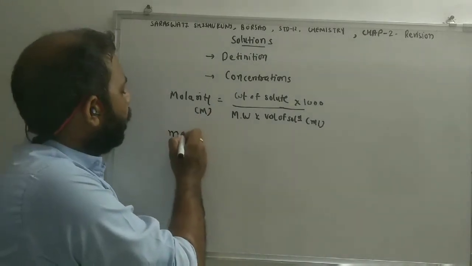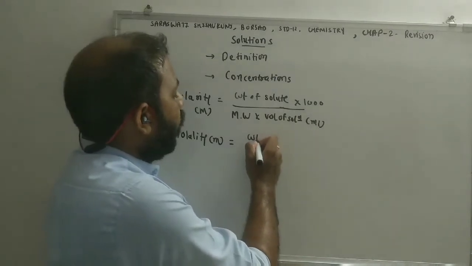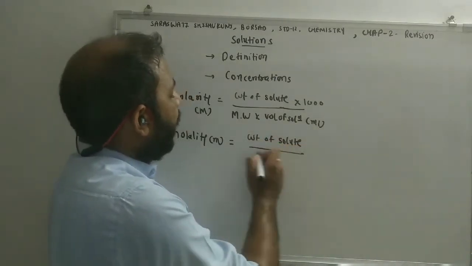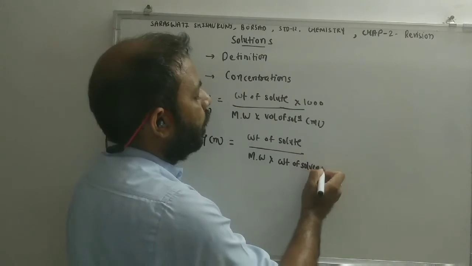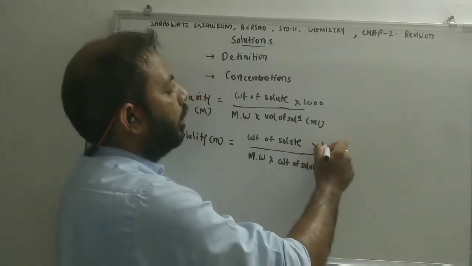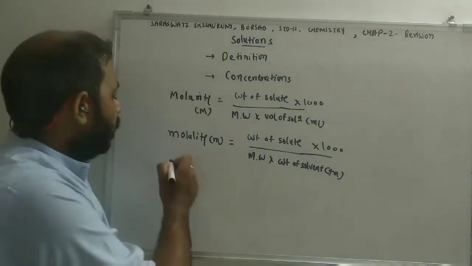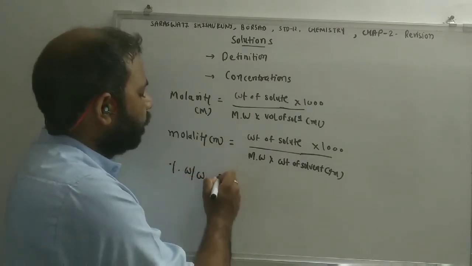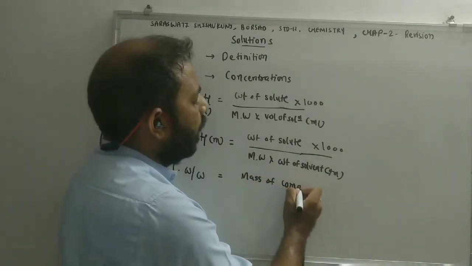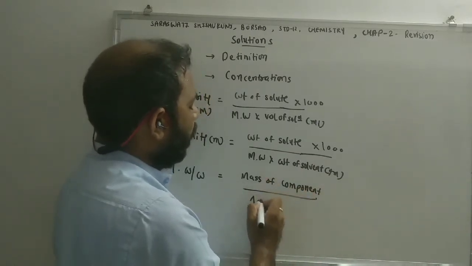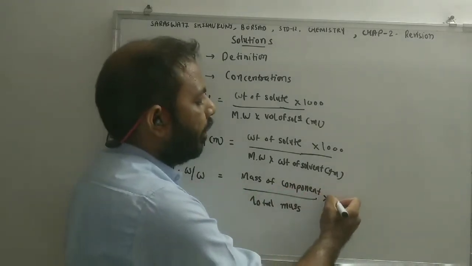Then molality, which is indicated by small m. So molality is weight of solute divided by molecular weight into weight of solvent, which is in gram. Then you need to multiply it with 1000. Okay. Next formula is percentage weight by weight. So percentage means mass of component divided by total mass, and this is a percentage, so you need to multiply it with 100.